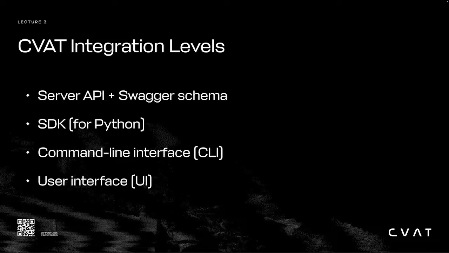The third is the command line interface. This option is useful if you want to do some automation, but you're not trying to build your own application. The fourth and last option is the user interface itself that we've seen in previous lectures. Now we'll go into each option in a little more detail.